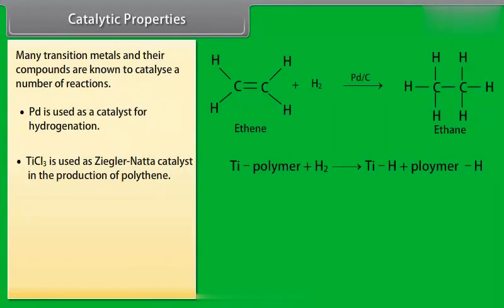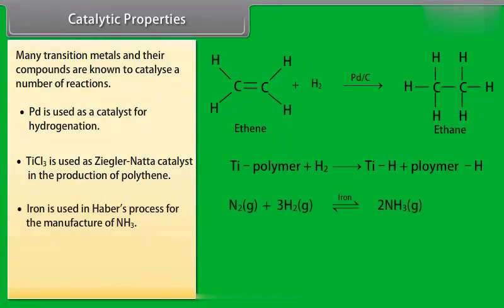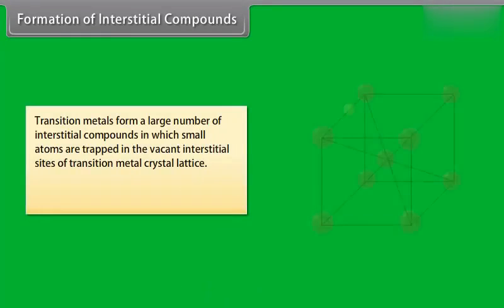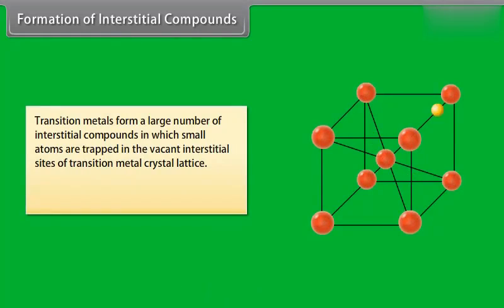Titanium trichloride is used as Ziegler-Natta catalyst in the production of polythene. Iron is used in Haber's process for the manufacture of ammonia. Nickel is used as catalyst in numerous reduction processes. Formation of interstitial compounds. Transition metals form a large number of interstitial compounds in which small atoms are trapped in the vacant interstitial sites of transition metal crystal lattice.